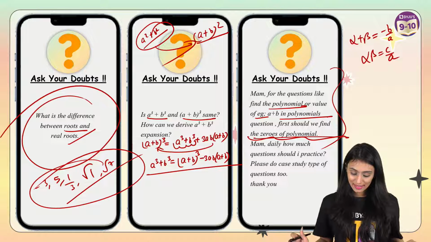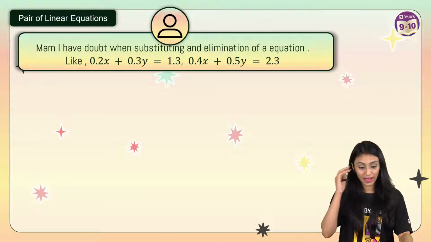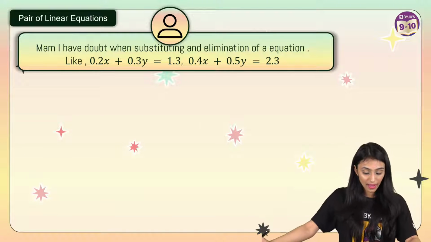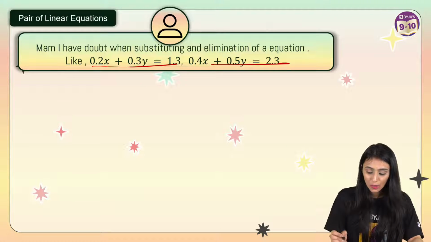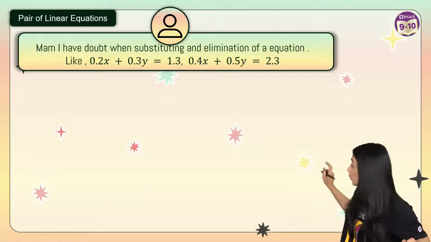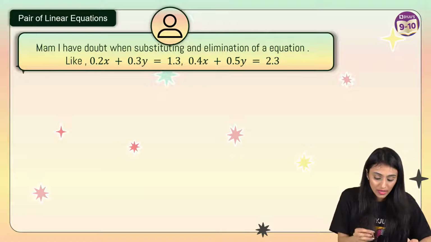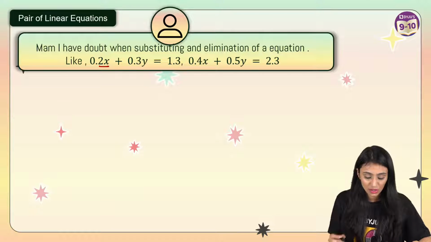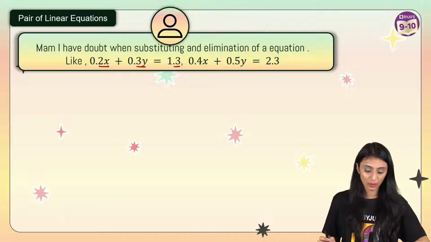All right, next. I think these were the doubts that we got from students. Let's move ahead. Now somebody has this doubt: ma'am, I have a doubt when substituting or eliminating in an equation like this. See, one way to do it, the better way I would say. First I'll give you the better one, then you tell me which method you would prefer. What I would say here is, after the decimal point there is 1 digit. Here as well, 1 digit. Here as well, 1 digit.